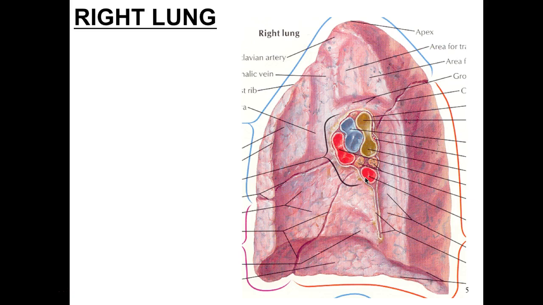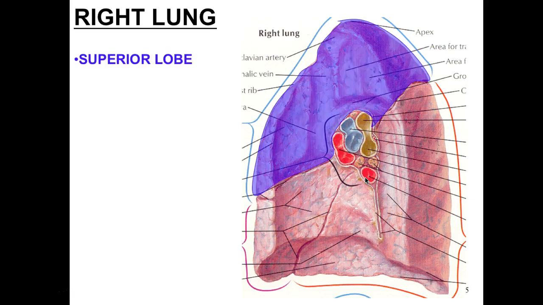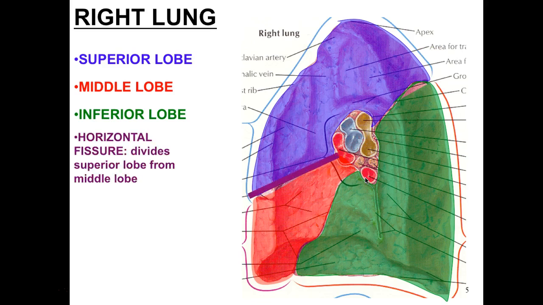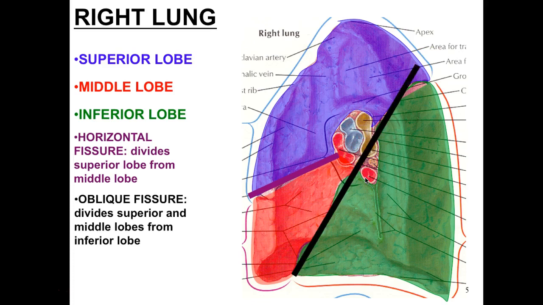So here's a look at our right lung. Our right lung is going to have three lobes. So here you see your superior lobe, or in certain anatomy textbooks they call this the upper lobe. We also have the middle lobe and an inferior lobe, also known as your lower lobe. Now these lobes are separated by fissures. So we have the horizontal fissure that divides the superior lobe from the middle lobe, and the oblique fissure that's going to divide the superior and middle lobes from your inferior lobe.